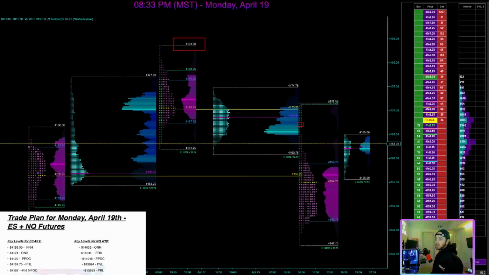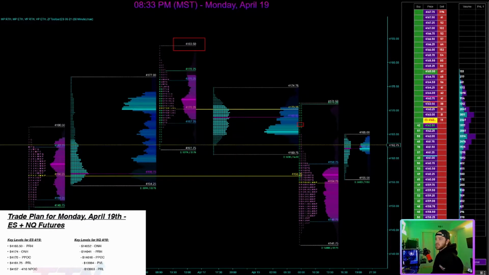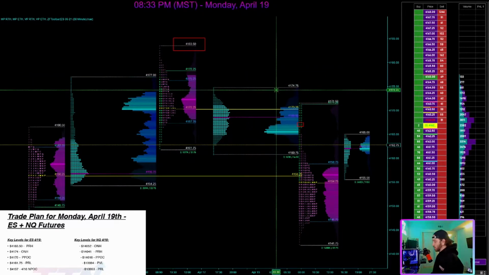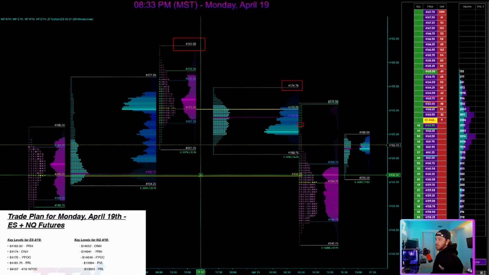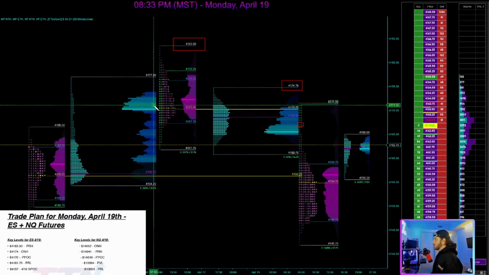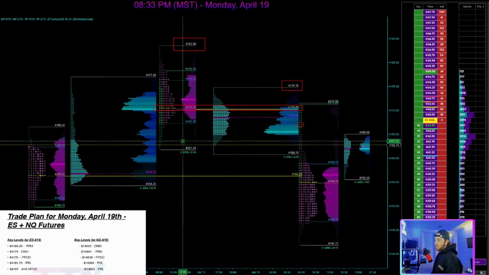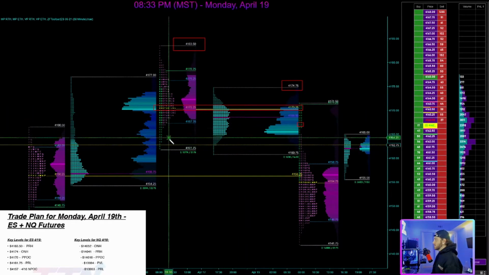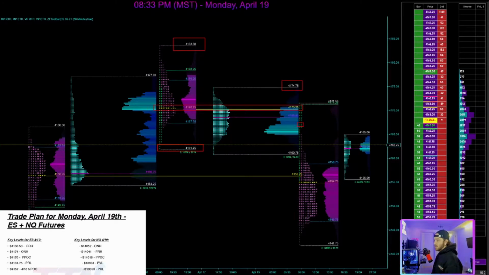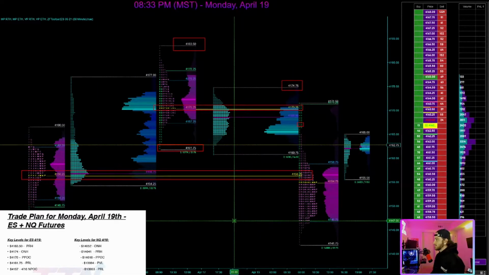And the second level I was looking at on ES was the overnight high at 4174. That was right there. Third level was the prior point of control. That was this 4170 level from Friday. Fourth level was 4161.75. That was Friday's low. And last but not least, I was looking at this naked POC down here at 4156.